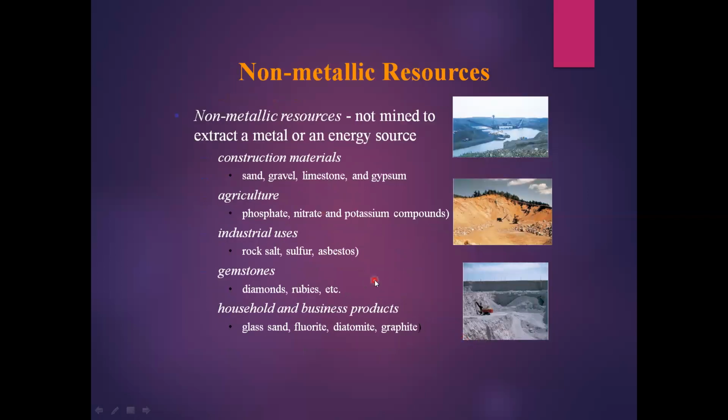So where do we need these non-metallic resources? We use them for construction materials. Things like sand, gravel, limestone, gypsum are mined from the earth and used in construction. Similarly, we also mine phosphate, nitrate, potassium, and use those in agricultural activities. We take out rock salt, sulfur, asbestos, and use them for industrial purposes. Diamonds and rubies are used to make gemstones. Similarly, glass, sand, chloride, graphite, rubber are used for household and business products. So you can see these are the sites.